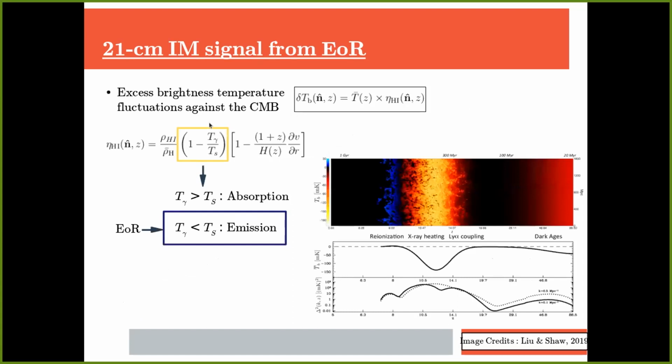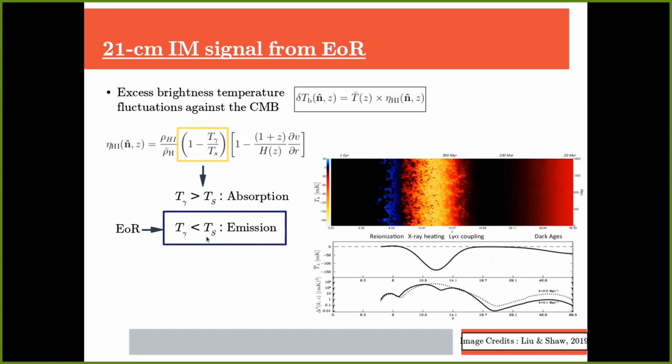Now this factor T gamma by Ts is what determines whether we will get the 21 centimeter signal in absorption or in emission. For example, during the cosmic dawn, the spin temperature is coupled to the gas temperature, which is lower than the CMB temperature. So Ts is less than T gamma, which makes this quantity negative, which means that during the cosmic dawn, we expect to observe the 21 centimeter signal in absorption.